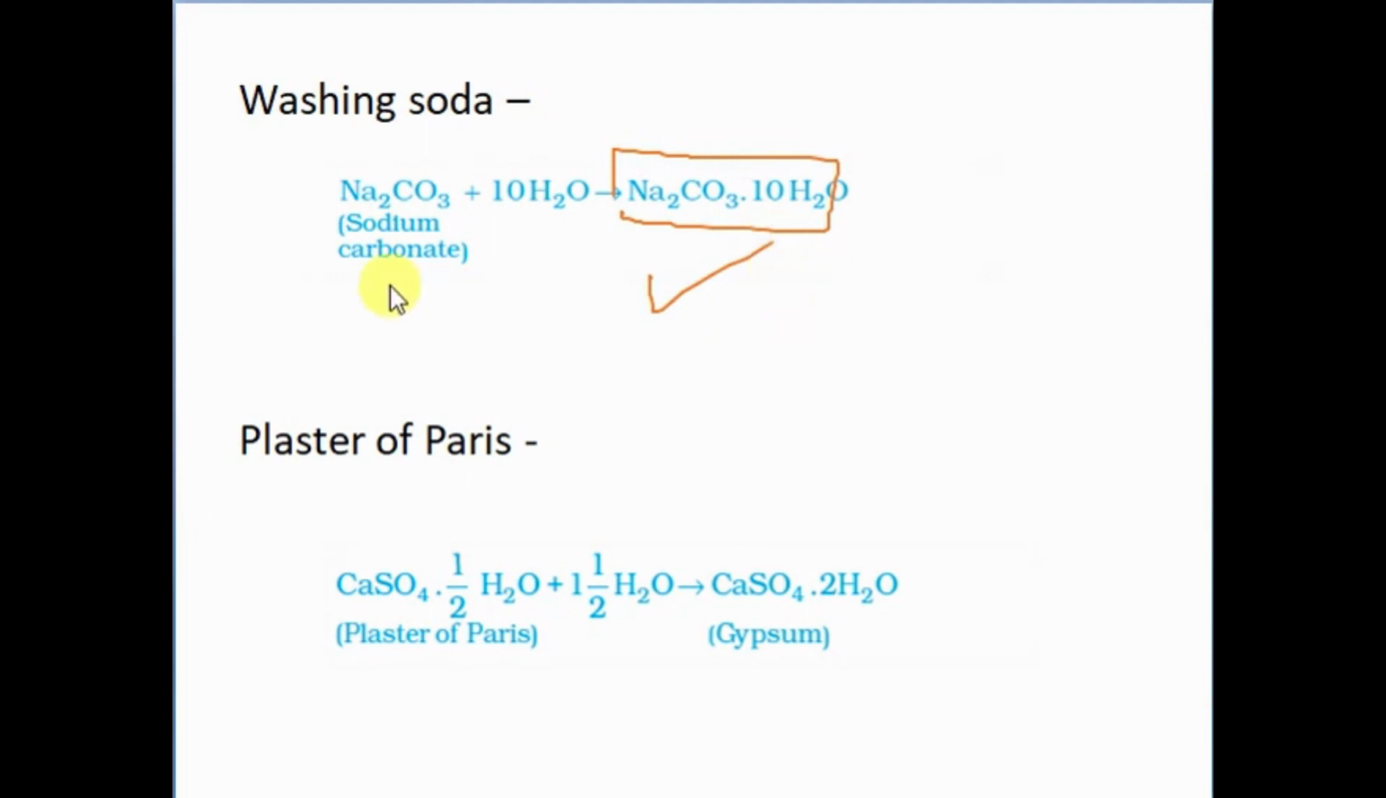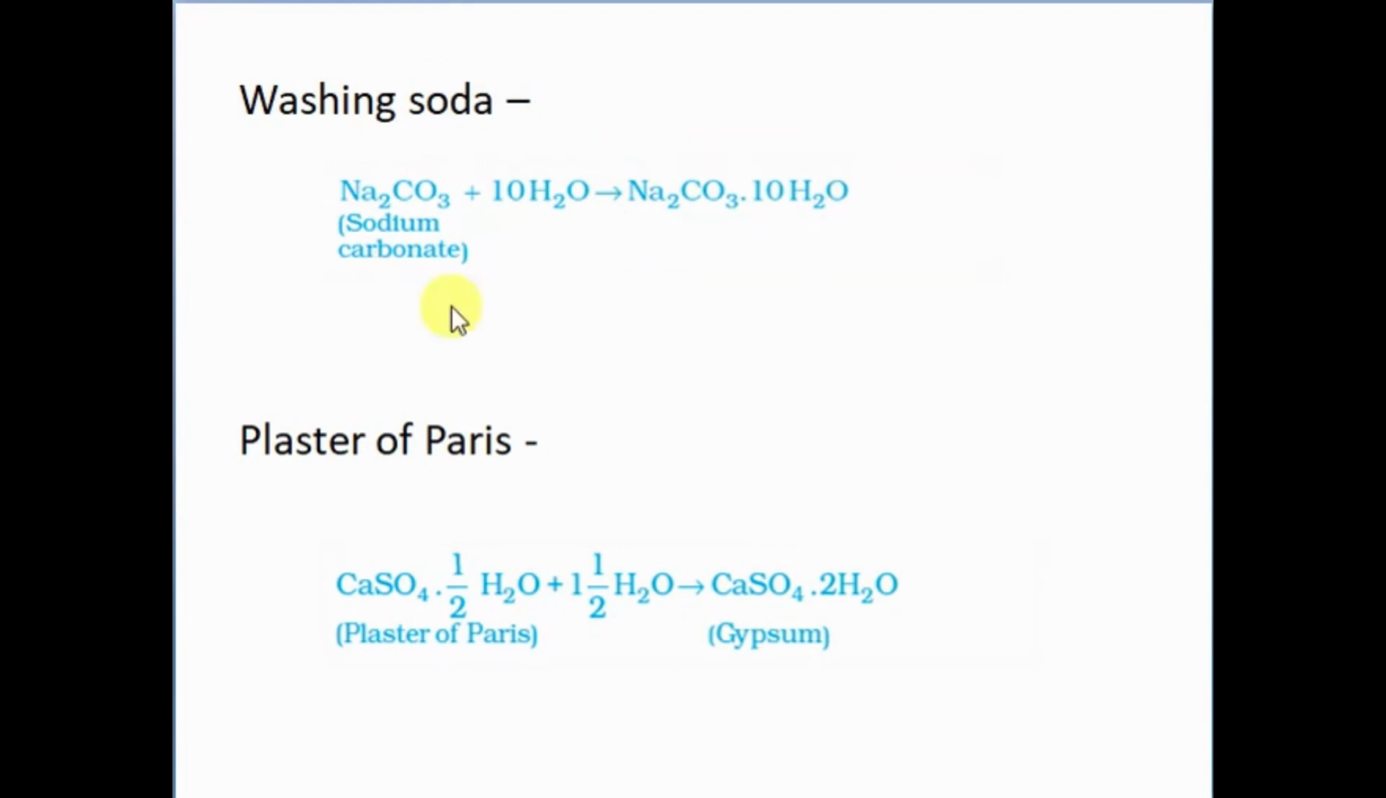Now here, recrystallization of Na2CO3 gives washing soda. Okay, so here it is getting recrystallized to form washing soda. And if I tell you about the use of this, it is used for removing the hardness of water. Okay, so this was the use of washing soda.